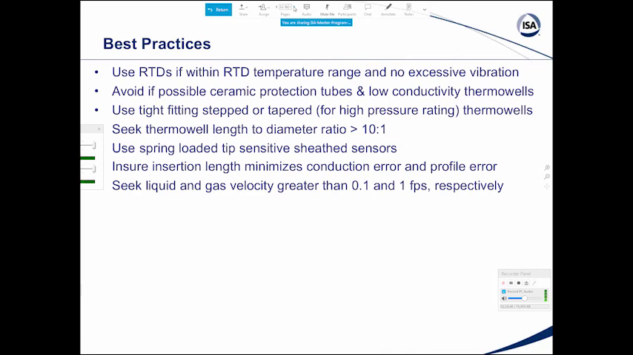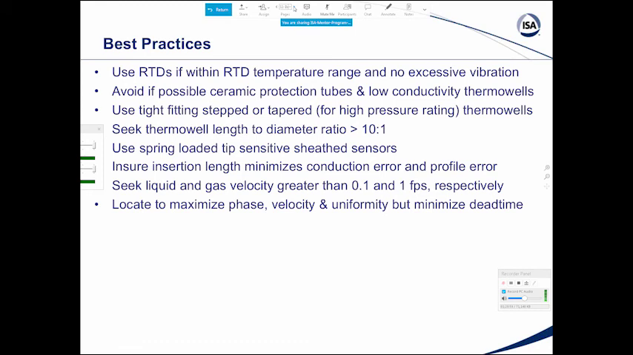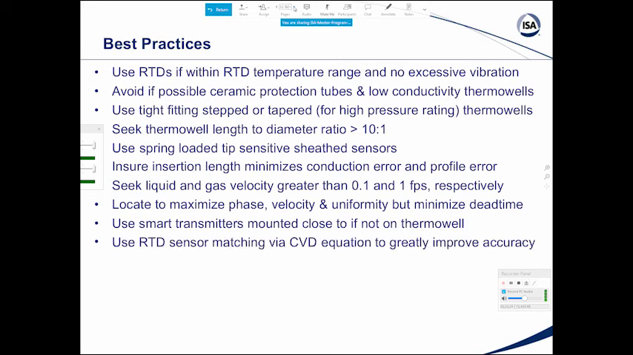Seek liquid and gas velocities greater than 0.1 and 1 foot per second, respectively. And I would say that's kind of the minimum, particularly for gas. Locate to maximize phase, velocity, and uniformity, but minimize dead time. But if I had to take more dead time to make sure we don't have phase problems, too low a velocity, or mixing problems, I would go with the greater dead time. Use smart transmitters mounted close to, if not on, the thermal well. Use RTD sensor matching via the CVD equation to greatly improve accuracy.